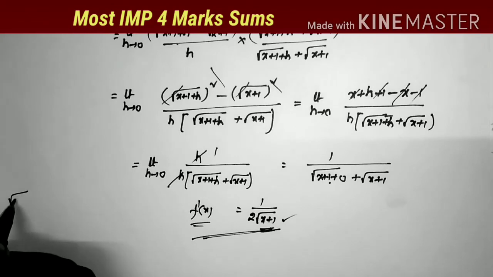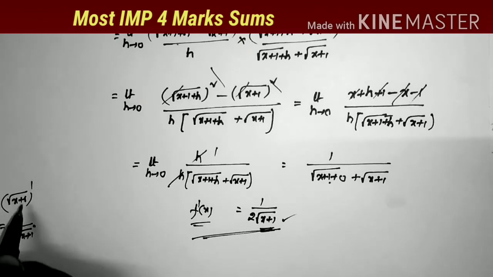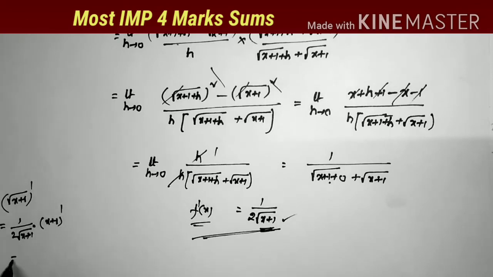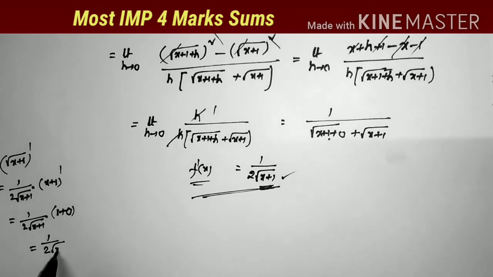Now, finding the derivative by direct method. So, root x plus 1 whole dash. What is root x derivative? 1 by 2 root x. So, root x plus 1 derivative is 1 by 2 root x plus 1. Again, x plus 1 whole dash. X derivative 1. 1 derivative 0. Therefore, the answer is 1 by 2 root x plus 1.